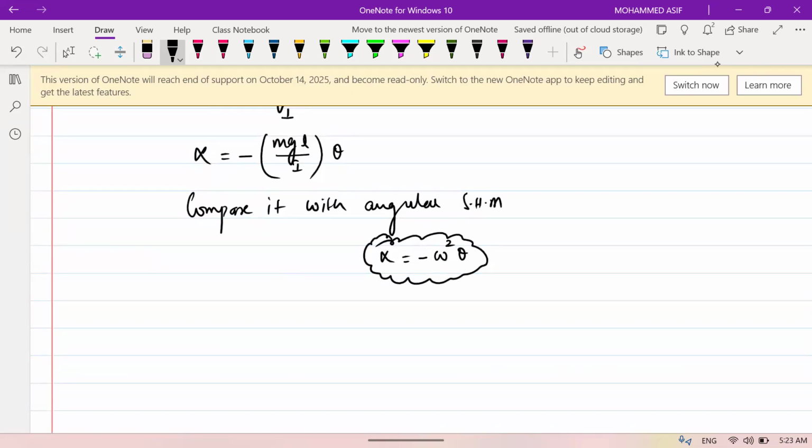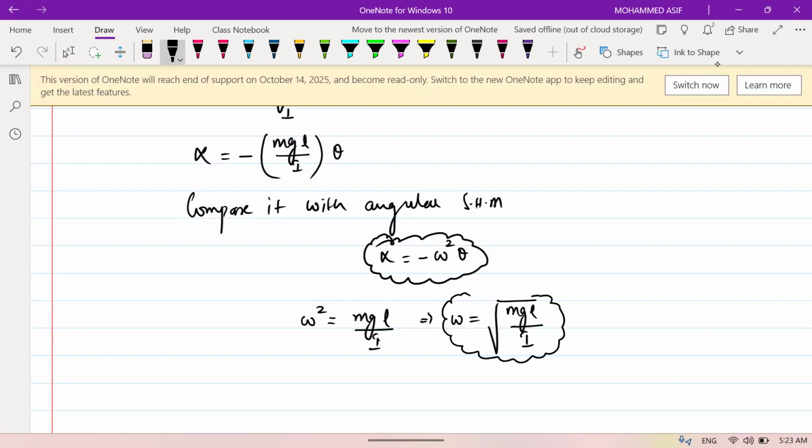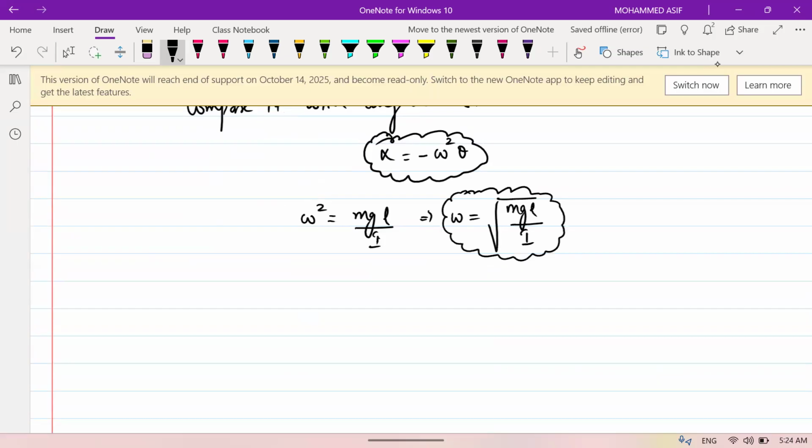What is the value of omega square I'm getting? Omega square is equal to mg into L divided by moment of inertia. So from this, omega is equal to under root of mg into L divided by moment of inertia. This is your angular frequency of your SHM. Now use the time period formula. T is equal to 2 pi divided by omega.